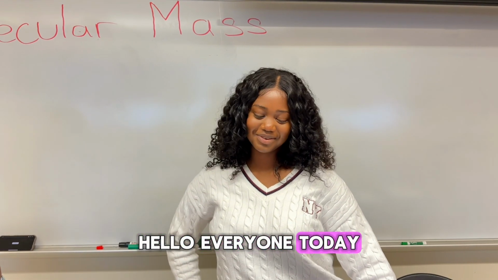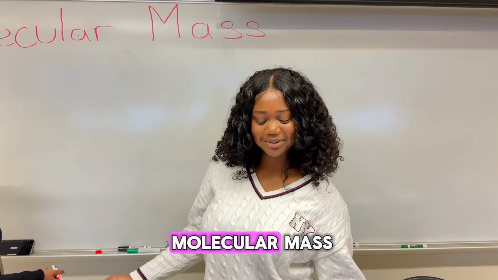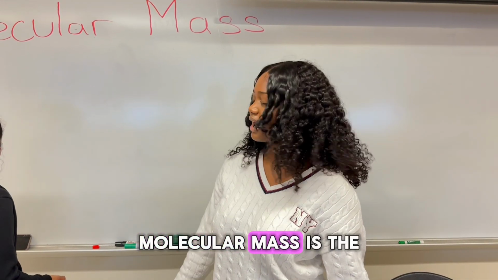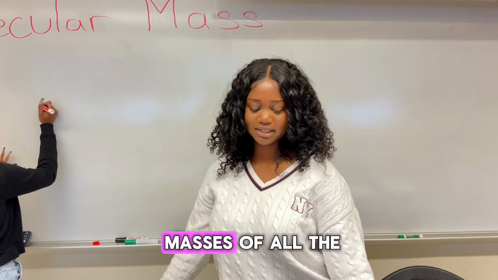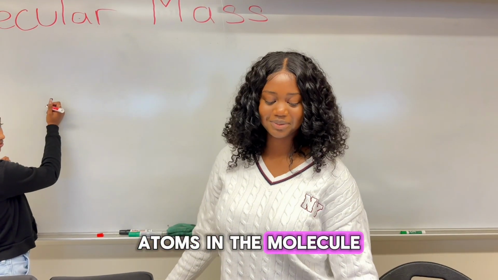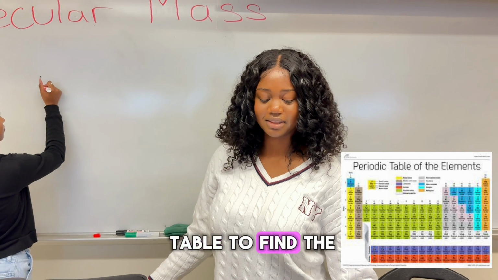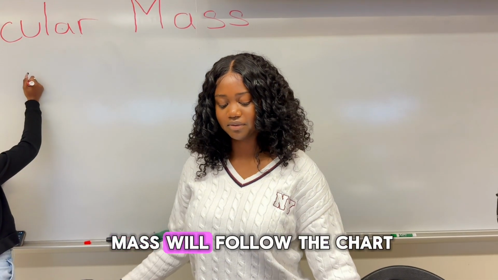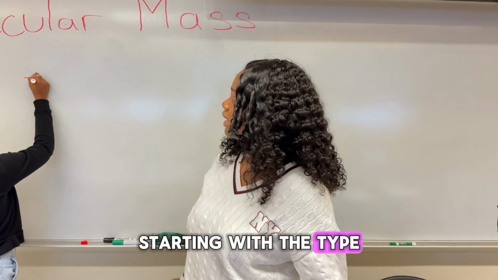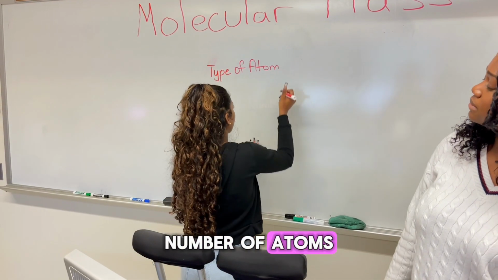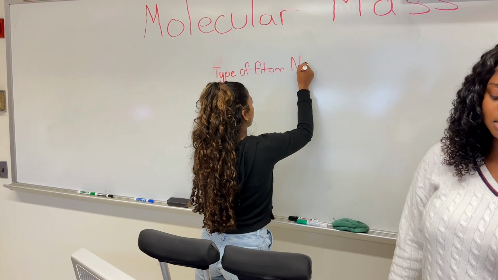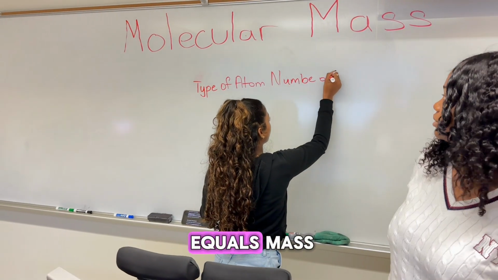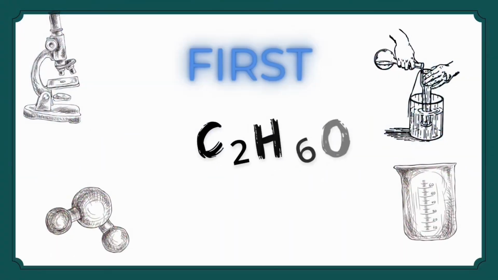Hello everyone, today we're going to learn how to find the molecular mass of a molecular formula. Molecular mass is the sum of the atomic masses of all the atoms in a molecule. We use the periodic table to find the atomic masses of each element. To calculate the molecular mass, we will follow the chart starting with the type of atom, number of atoms, times the atomic mass equals mass.